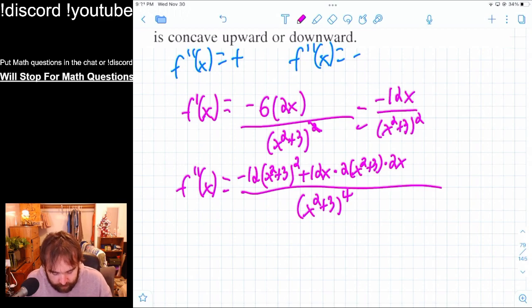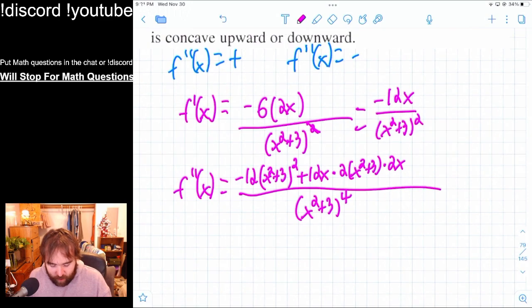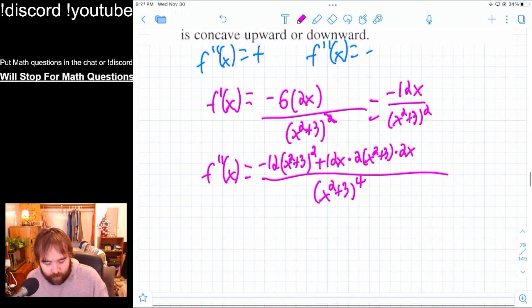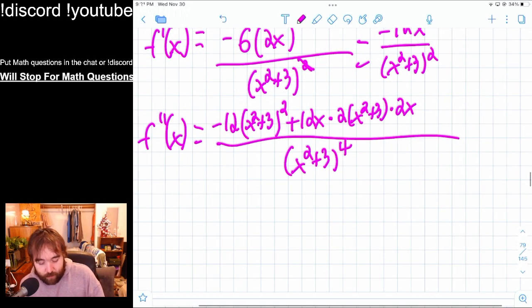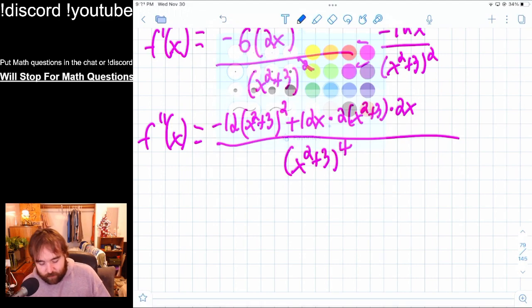So then what do they want us to do? They want us to multiply all that out, sort of. Or what do they want, though? They want when this is undefined. When is this going to be undefined? When the denominator is equal to 0. When is the denominator going to be equal to 0? Never, because it's x squared, which is always positive, plus 3. So all we need is when the top is equal to 0. So let's just go for when the top is equal to 0.